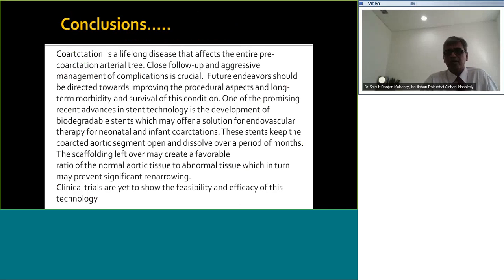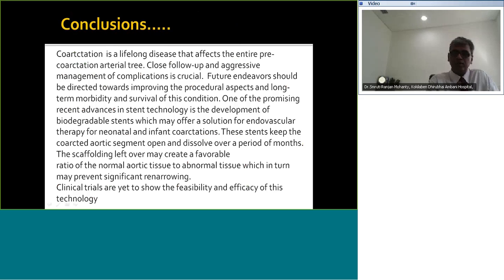So to conclude, coarctation is a lifelong disease that affects the entire pre-coarctation arterial tree. Close follow-up and aggressive management of the complications is crucial. Future endeavors should be directed towards improving the procedural aspect and long-term morbidity and survival of this condition. One of the promising recent advances in stent technology is the development of biodegradable stents, which may offer solutions for endovascular therapy of neonatal and infant coarctations.